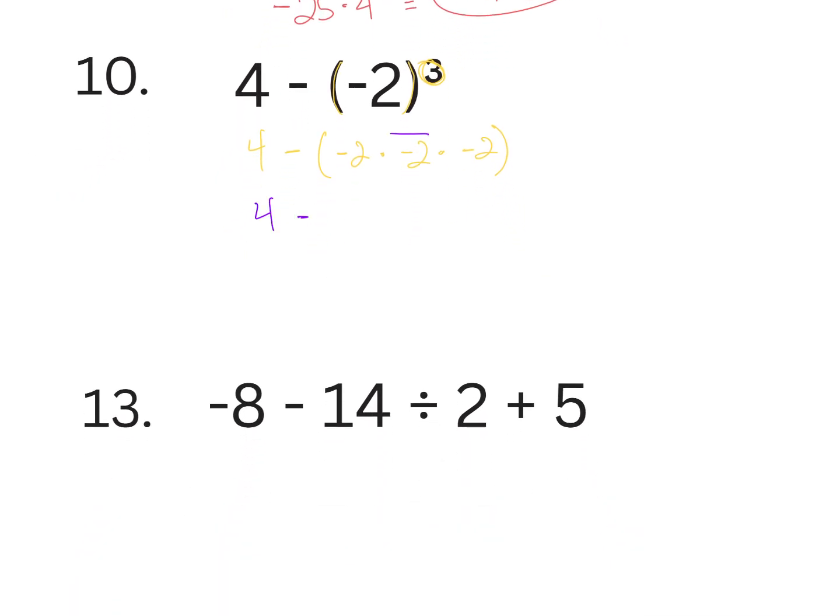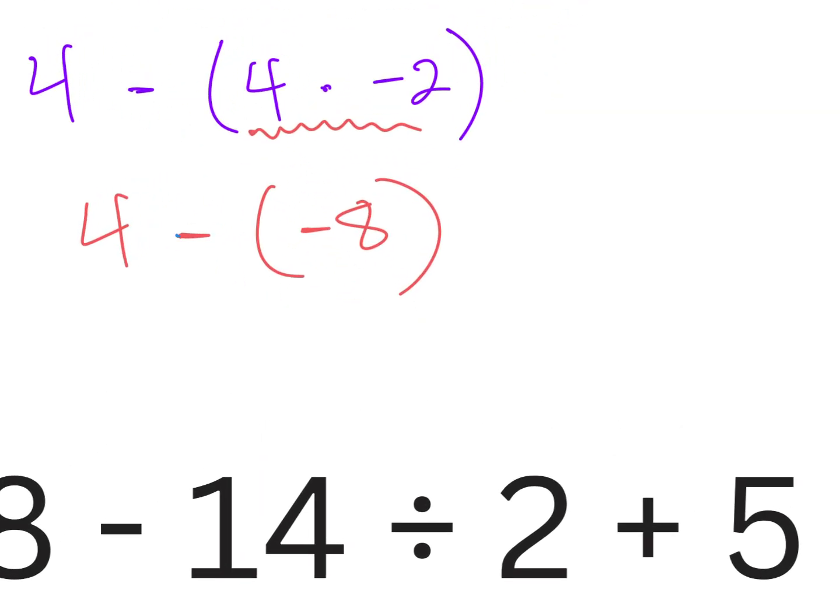So here we go. These two together are positive 4, but then what about that negative 2? There we go. 4 minus, now this becomes negative 8. Okay, remember that earlier when I said resist the urge to do this? It was because we hadn't done the exponent yet. But now we have. So you can now officially do that and get 12.